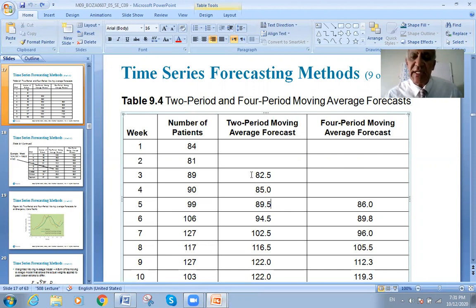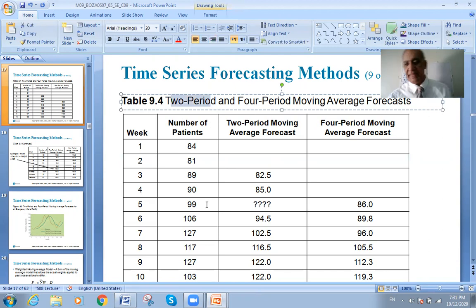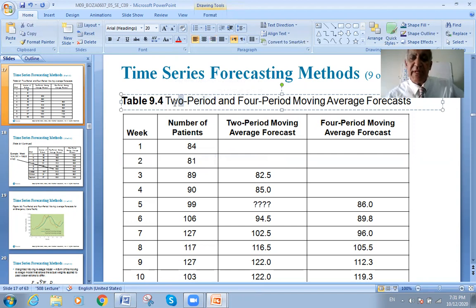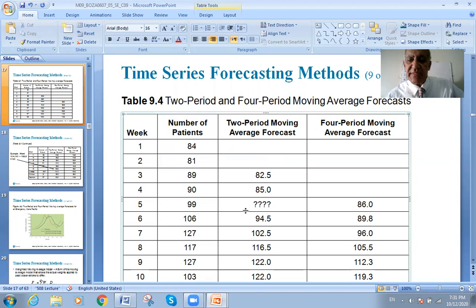And so on till the end of the two periods moving average forecast. You will take the previous two periods before the one parallel to what you want. For example, this is unknown now. I will not take this 99, but the one before it and the one before that, because I said two periods. I will take the 90 and the 89, add them together, then divide them by 2. So it will give me the estimation which I want, which is 89 and a half.